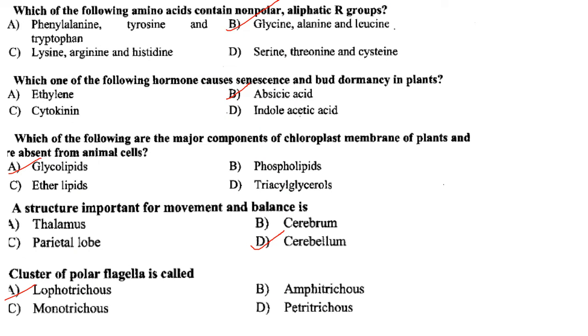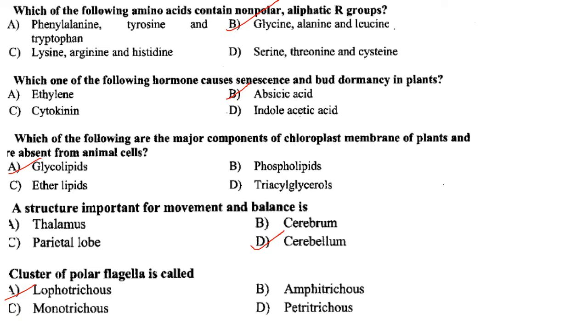So coming to the first question, which of the following amino acids contain non-polar aliphatic R group? The non-polar amino acids include alanine, cysteine, isoleucine, methionine, phenylalanine, proline, tryptophan, tyrosine and valine. So out of these, those that contain non-polar aliphatic R groups are glycine, alanine and leucine.